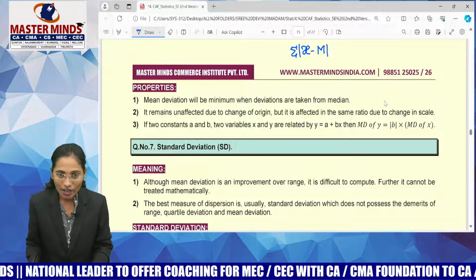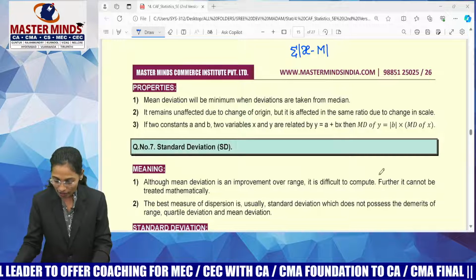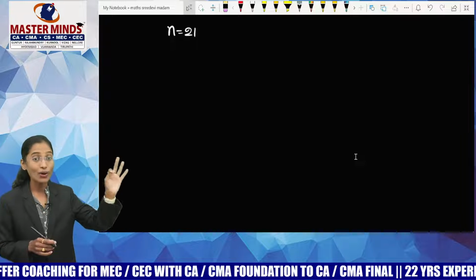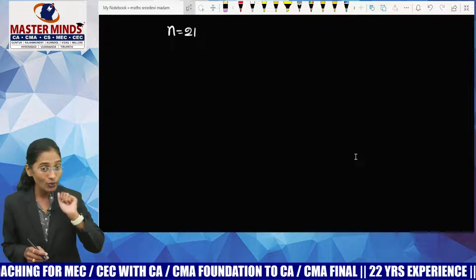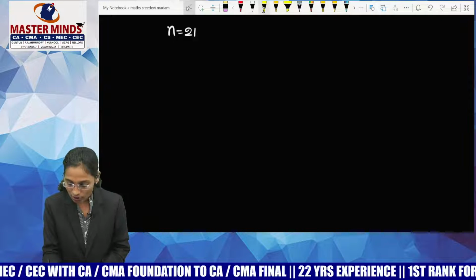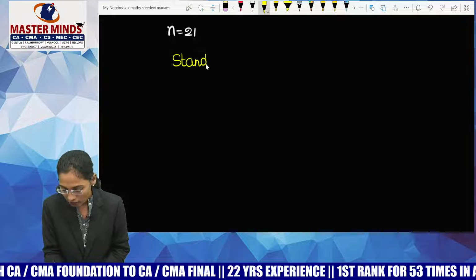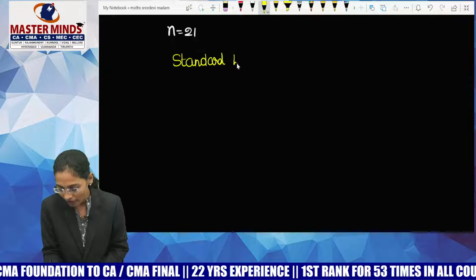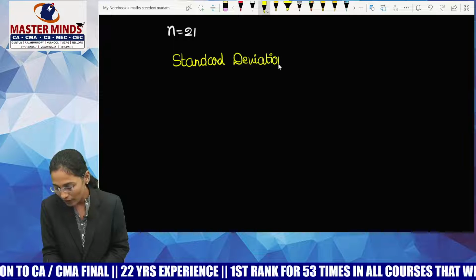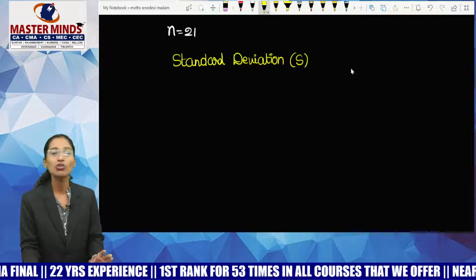Coming into the very important measure of dispersion, which is standard deviation. So guys, I'll tell you the meaning of standard deviation. To overcome the drawbacks of range, quartile deviation, mean deviation, we are coming towards a measure of dispersion called standard deviation. Standard deviation is denoted by the symbol sigma or S. If it is population standard deviation, we'll denote it with sigma, and if it is sample standard deviation, we'll denote it with S. As now we are calculating sample standard deviation only, we can denote it with S.